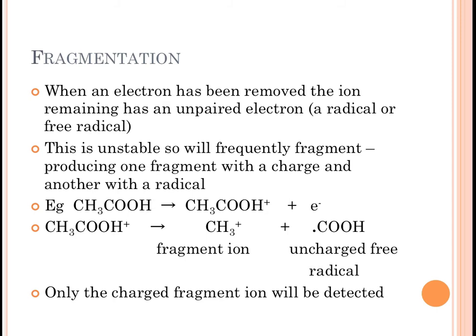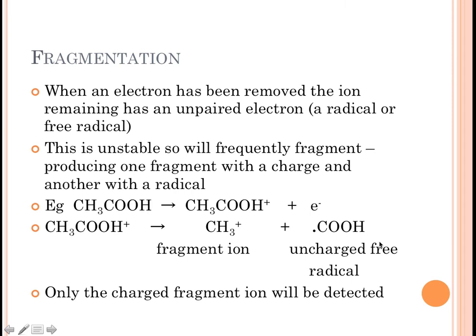that little dot. Now, sometimes the free radical will go on the CH3 and the charge on the COOH, sometimes the other way around. It's a slightly random process, so we will see both fragments in there. Only charged ones can be accelerated, so only charged ones can be deflected and therefore detected. So in this case, this particle would be detected, this one wouldn't.